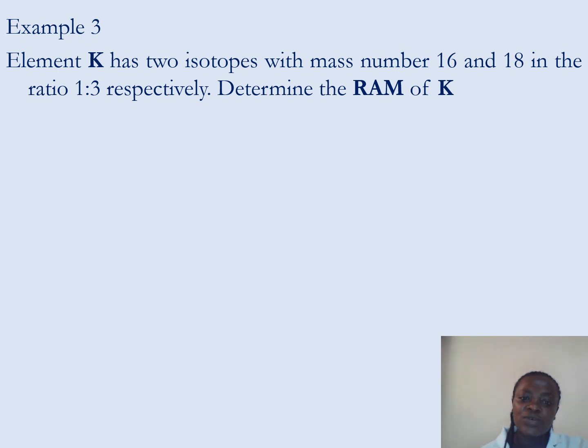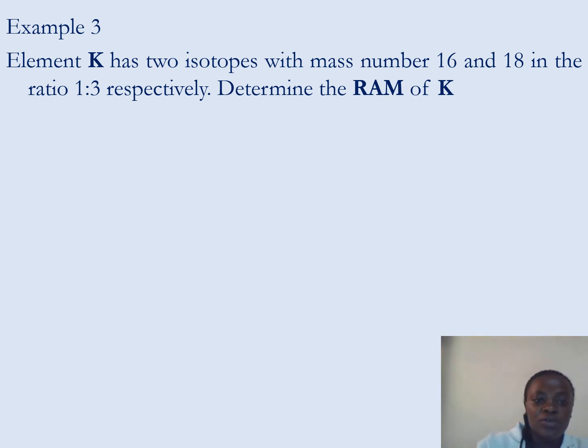Element K has 2 isotopes with mass number 16 and 18 in the ratio 1:3 respectively. We are told to determine the relative atomic mass of K. So now here we are dealing with ratios. We have 2 isotopes, one with mass number 16 and the other 18. Their respective ratio is 1:3, meaning the ratio of the isotope with mass number 16 is 1 and that of mass number 18 is 3.